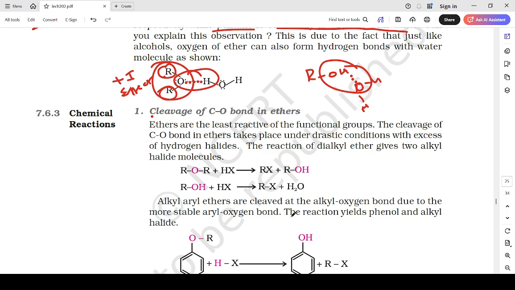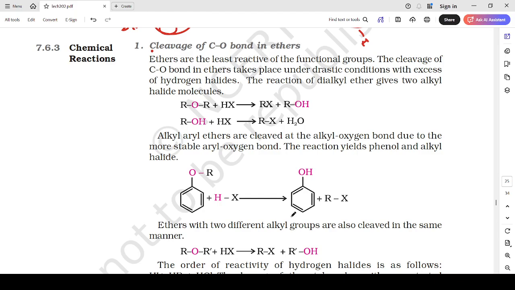Okay, ma'am. Right. We are seeing the chemical reactions of ethers now. I'm having ROR and HX, where you can form RX and ROH. Ethers are least reactive. Basically, they're very least reactive functional groups. The cleavage of the C-O bond in ethers takes place under drastic conditions. Not like simple. You have to use excess of hydrogen halides here. Too much you have to use. And then only the reaction would happen here.